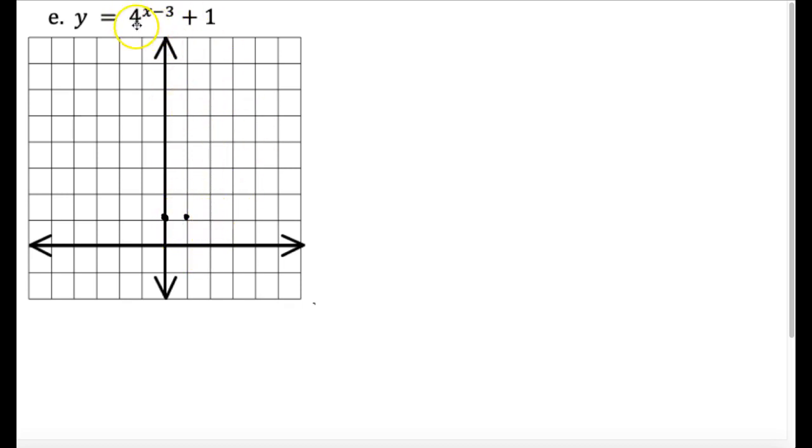What if I plug in 2? I'll have 4 to the negative first, which would be 1/4 plus 1, so that would be 1 1/4. If I plug in 3, 4 to the 3 minus 3 is 0, so 4 to the 0 is 1, plus 1 would be 2. If I plug in 4, 4 to the 4 minus 3 would be 4 to the first, plus 1 would be 5. Okay, so we end up getting something that looks like this. So this graph is shifted some.